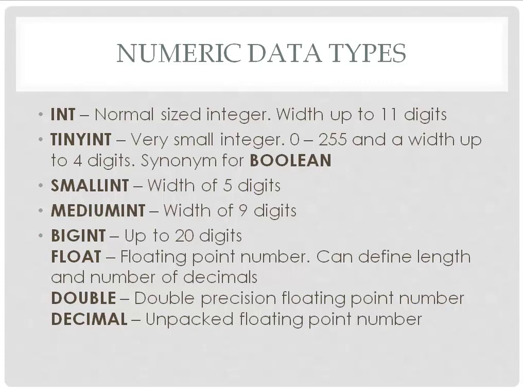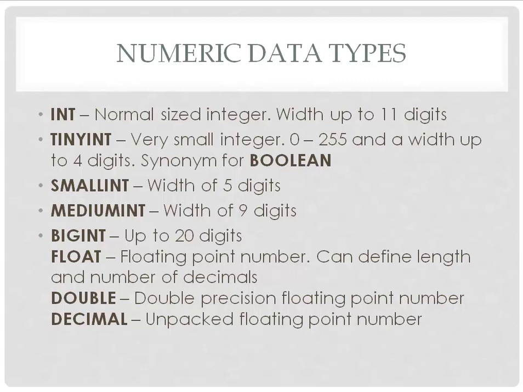Alright, for instance, you may have a field in your users table called isActivated and have it as a tiny int, and if the user is activated it's a 1, if the user is not it's a 0. Alright, so that's mostly what tiny ints are used for. Small int can have a width of 5 digits, medium int width of 9 digits, and a big int can have up to 20 digits.